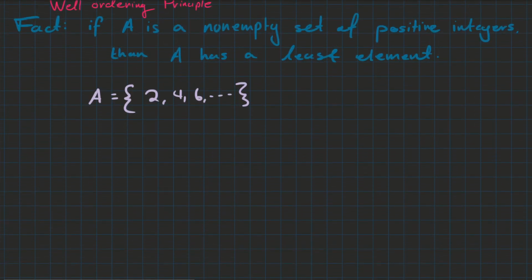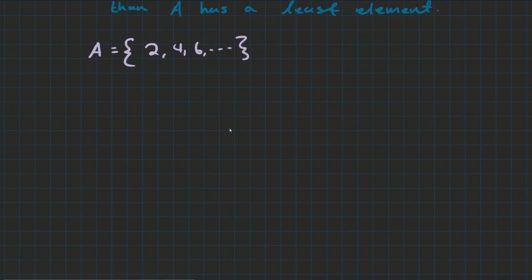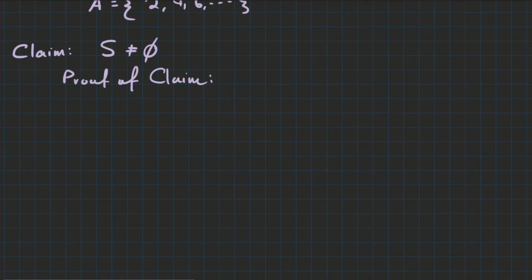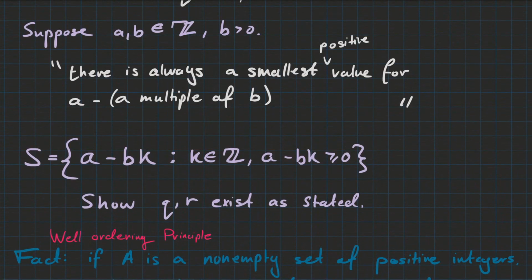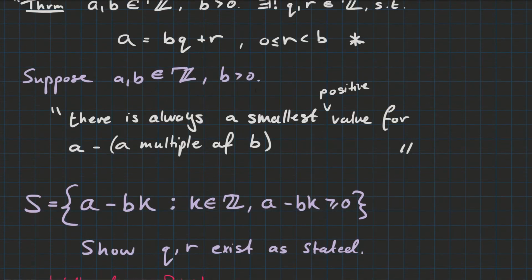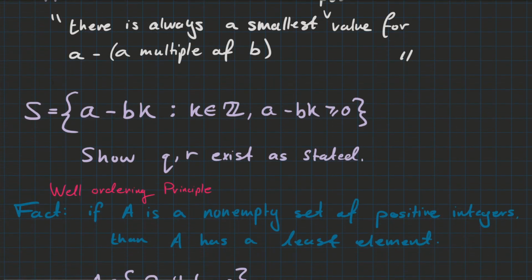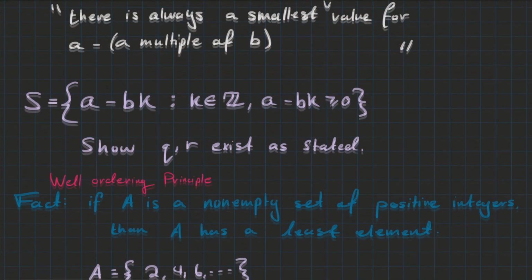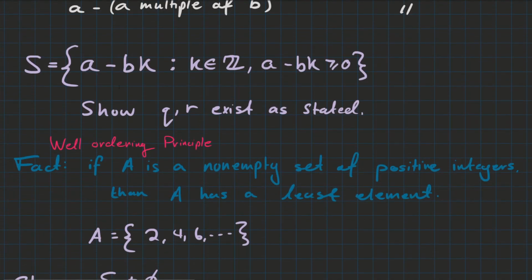Okay, so now we're going to work with those facts to help us out. So, claim: S is non-empty. Now we're going to prove the claim. Proof of claim. Okay, so we know A and B are integers, B is positive, and A minus BK is the set that we're working with. For any choice of A and B, we're saying that this is always non-empty.